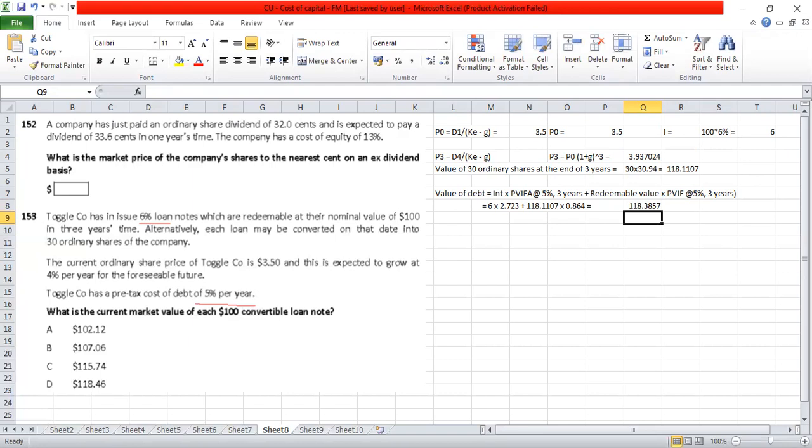We didn't get it precisely correct. 118.38 we got. We have 118.46. What if we take this to be a round of 13?